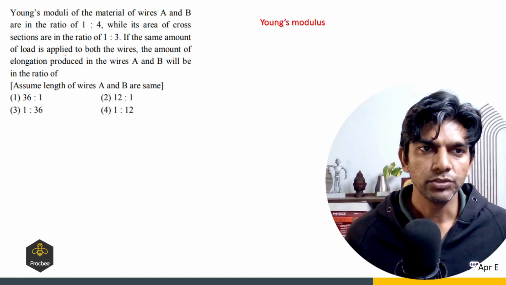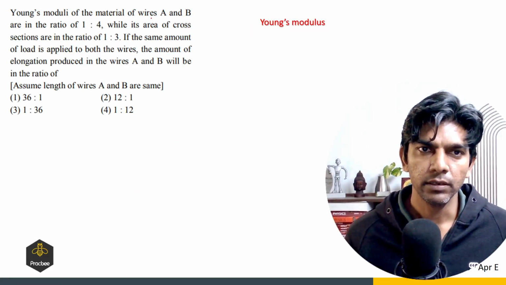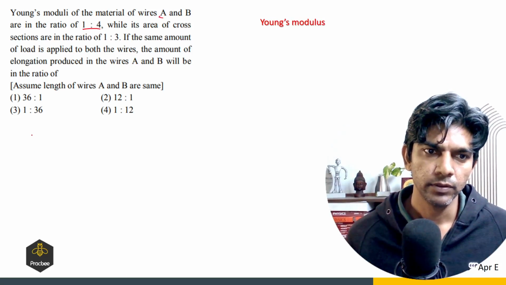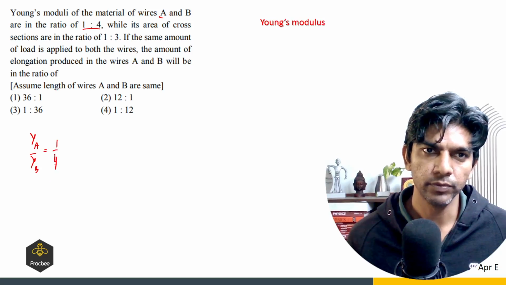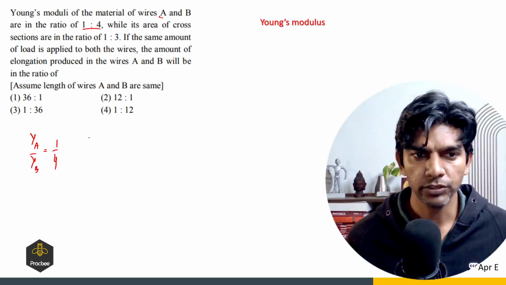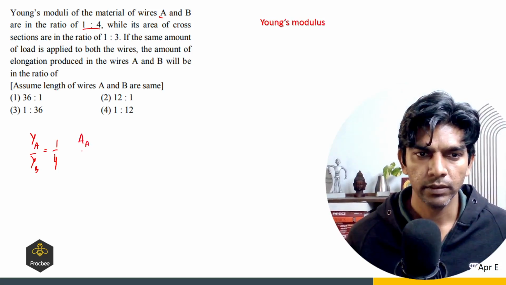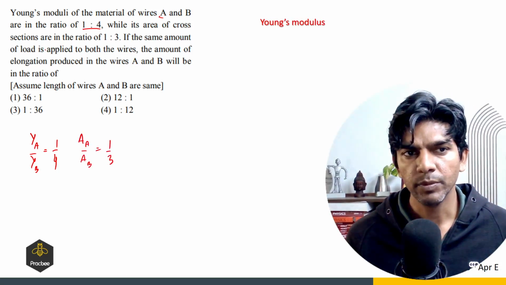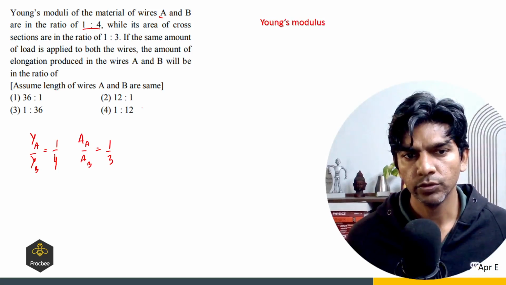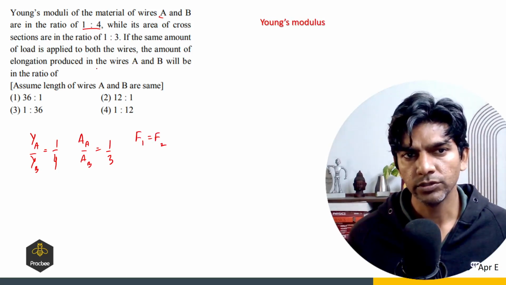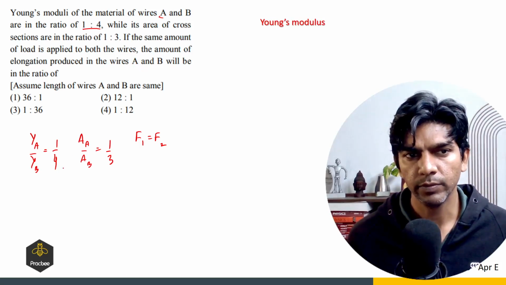Right, so let us see this question. Young's moduli of material of wire A and B are in 1:4. So YA upon YB is given as 1 by 4, while its area of cross sections are in 1:3. Area of cross section is 1:3. The same amount of load is applied to both the wire. So F1 is equal to F2. The amount of elongation produced in the wire A and B will be in what ratio?